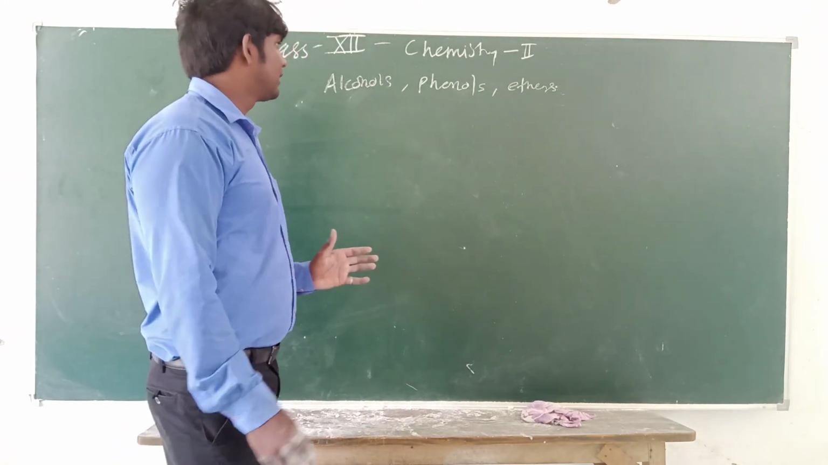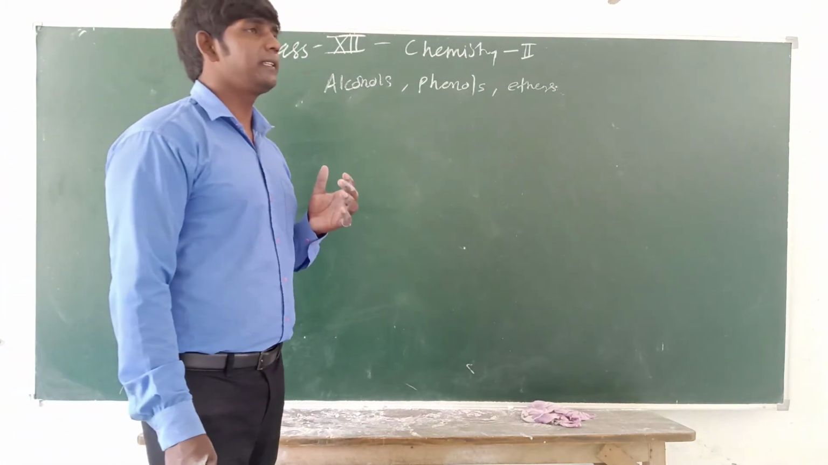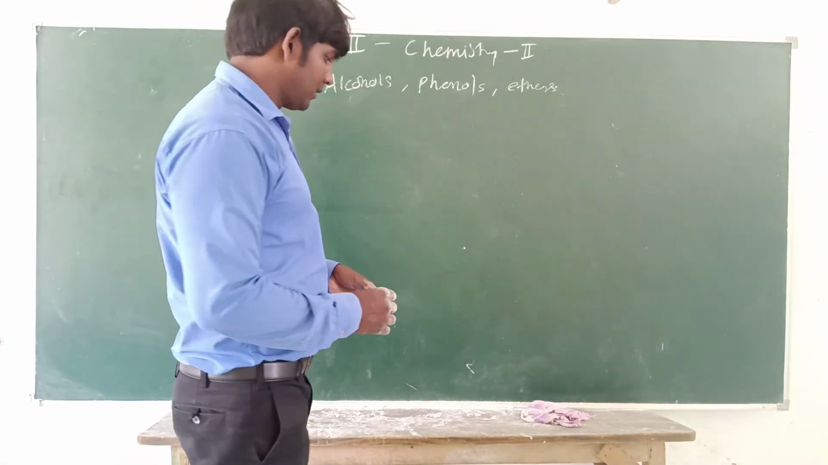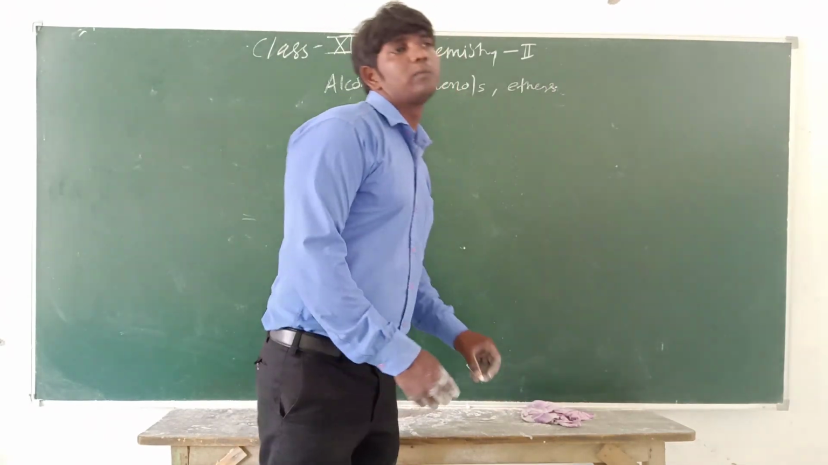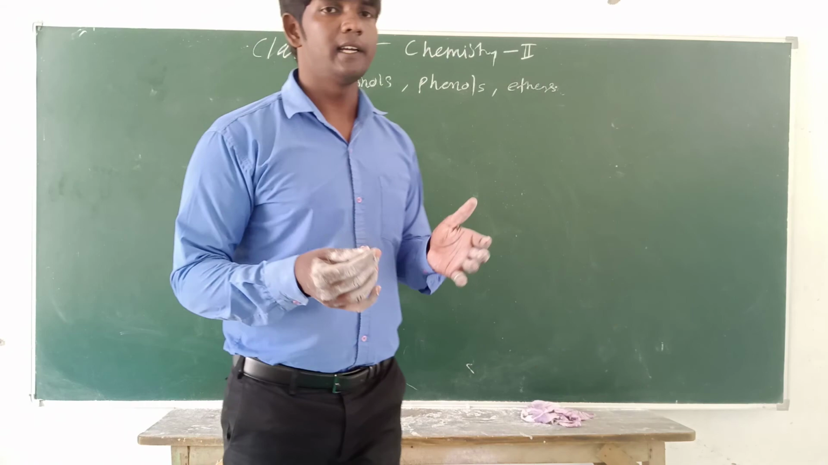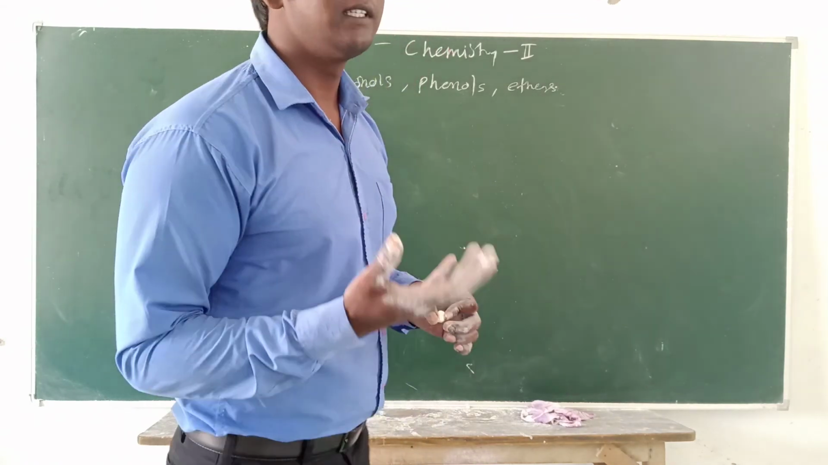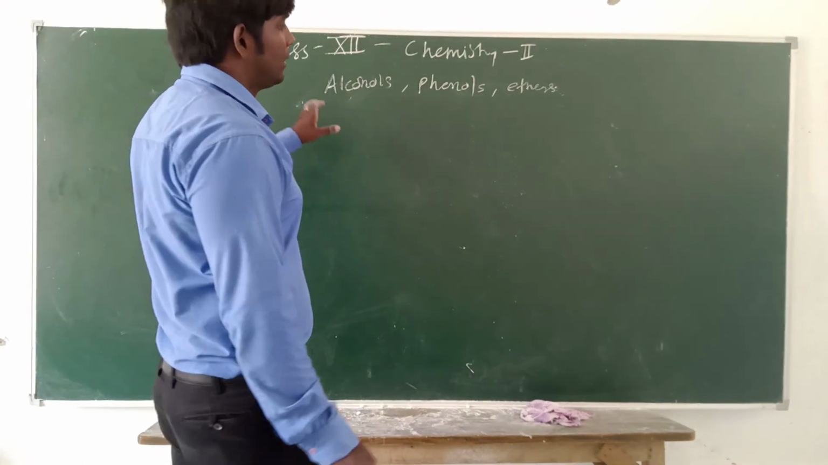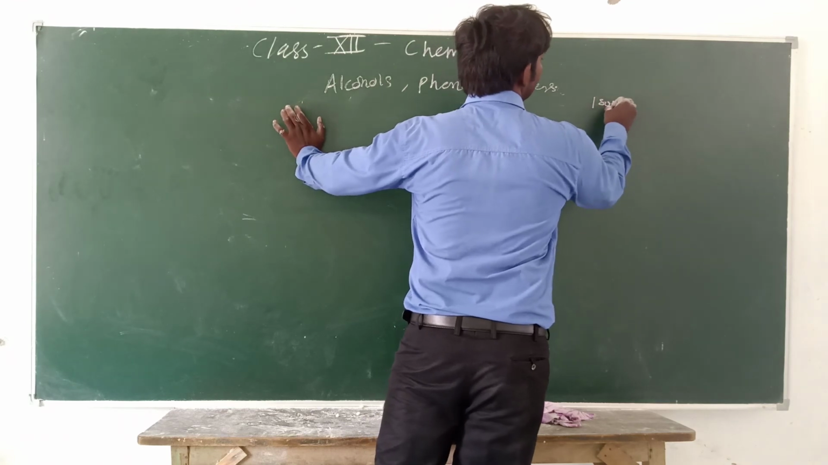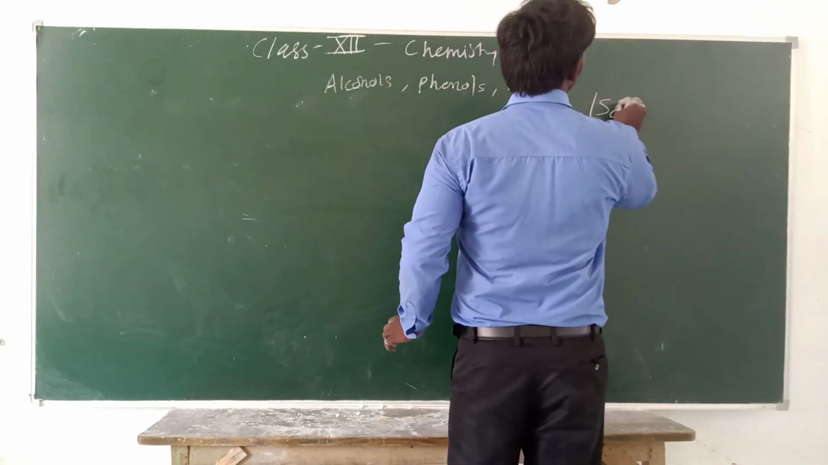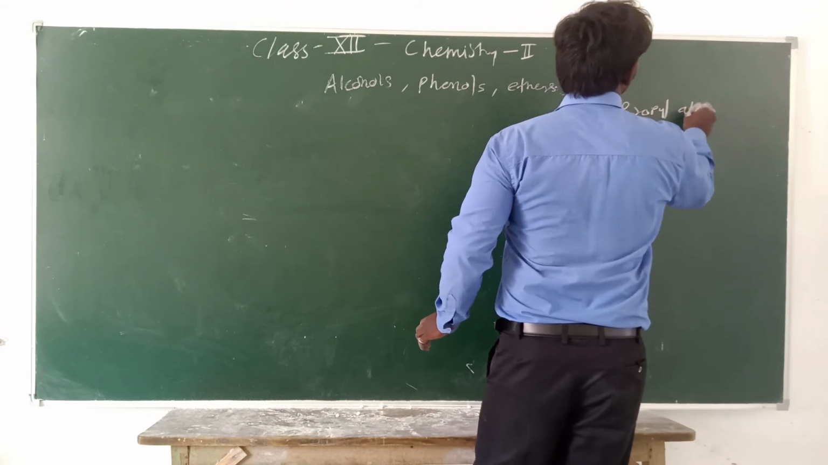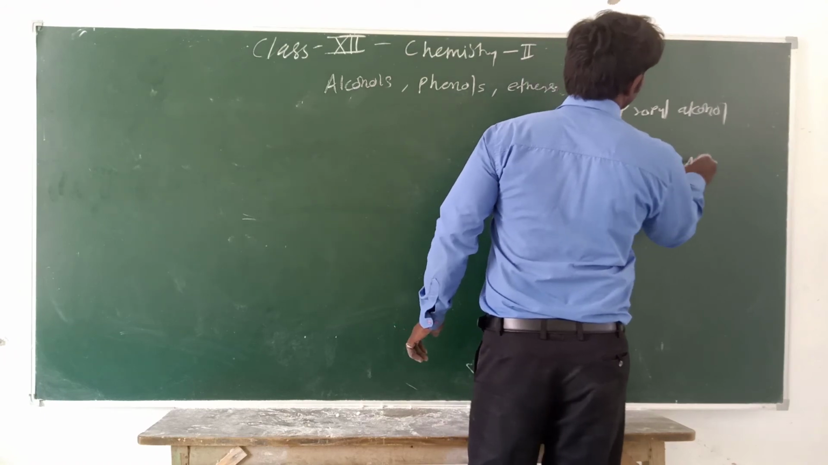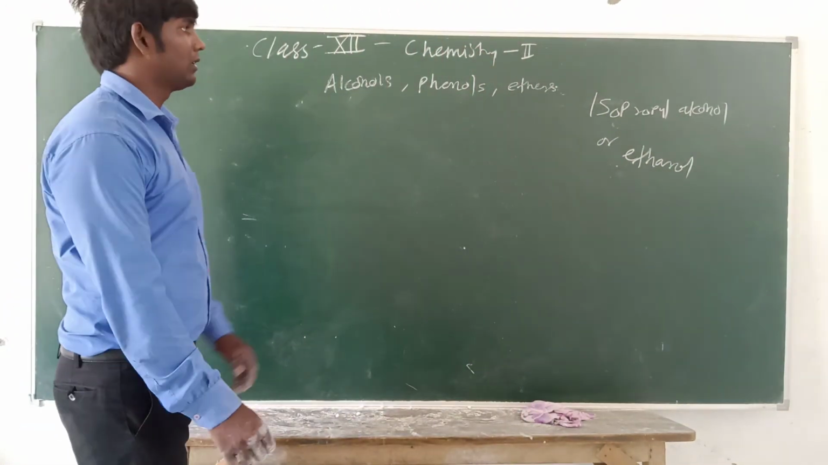So first, I expect you are all familiar with alcohols. Nowadays sanitizers are very popular, and sanitizer is made up of 70% alcohol, okay? So which alcohol can we see? We can see isopropyl alcohol or ethanol, or you can simply say ethyl alcohol, etc.